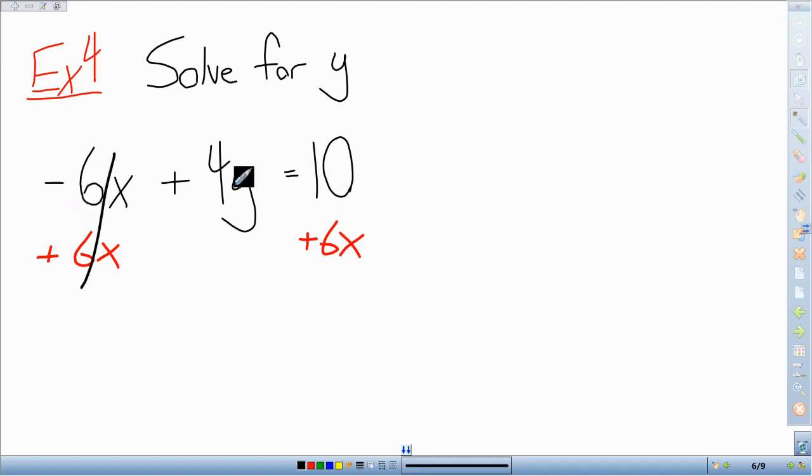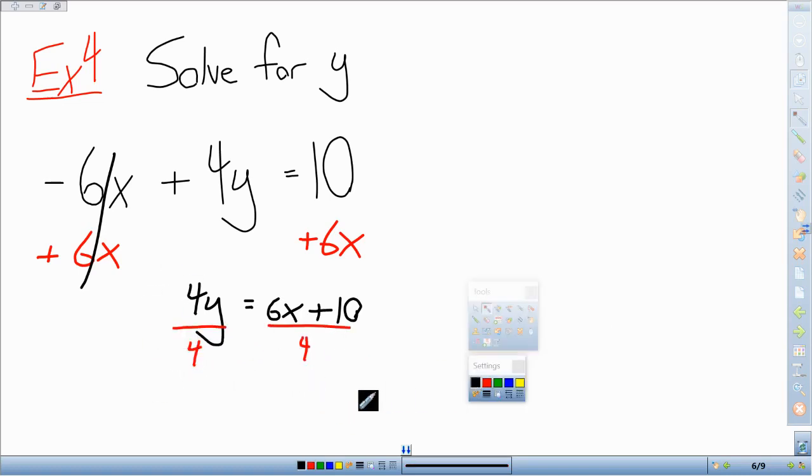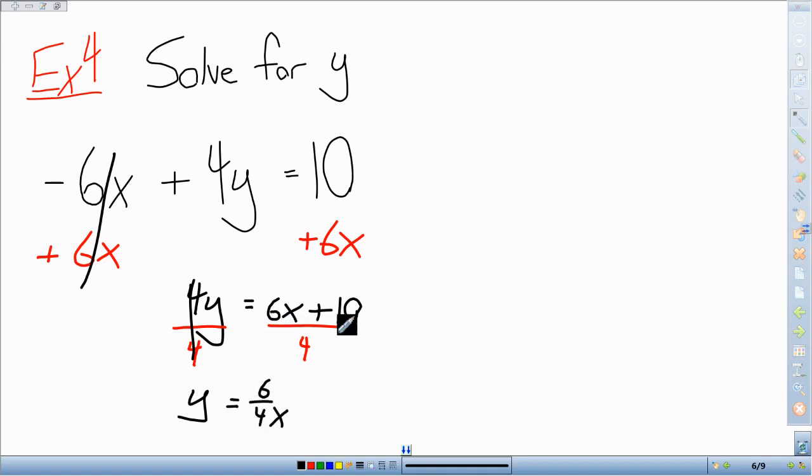So they're gone. We have a positive 4y. Over on the right, again, I'm not going to write this as 10 plus 6x. I'm going to write it as 6x plus 10. Now we can get rid of the 4. It's being multiplied, so we're going to divide. So I got y equals, and again I'm going to write this with the 4 dividing into both of these terms. So I've got 6 over 4x, and I have 10 over 4. Positive, right?